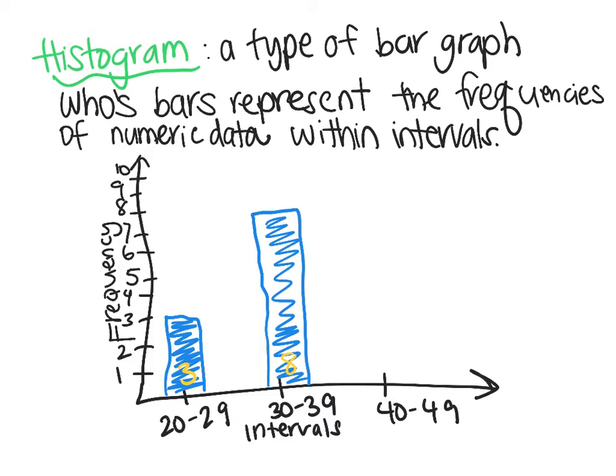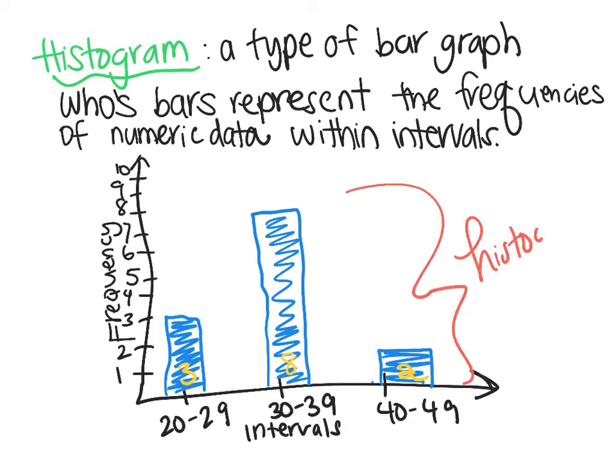And last, 40 to 49, we had a frequency of 2. Coloring it in, and then labeling it 2. So we just took that data in our T-chart and we translate it into this bar graph. And this bar graph as a whole is called your histogram. Now let's talk about analyzing a histogram.